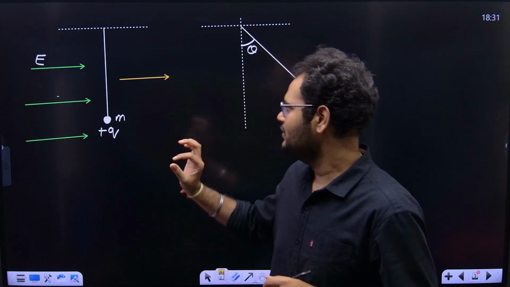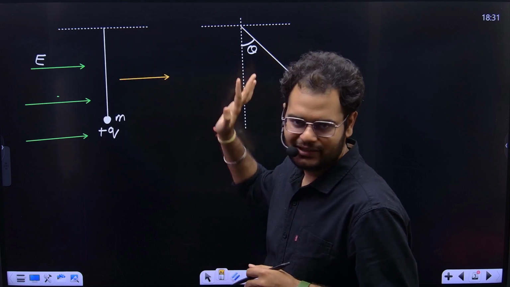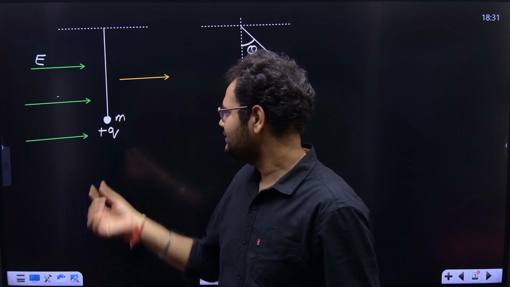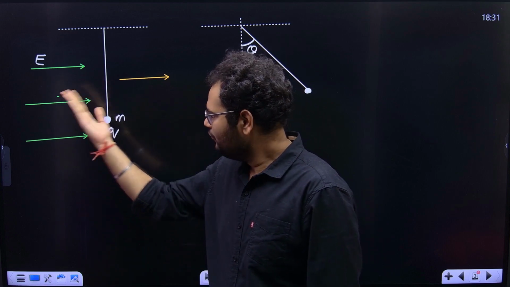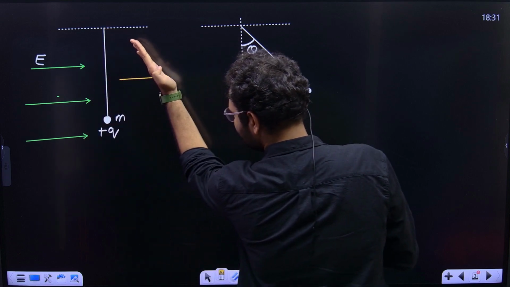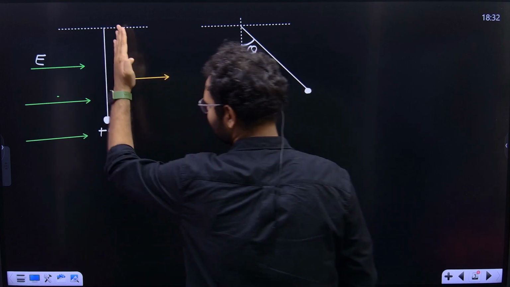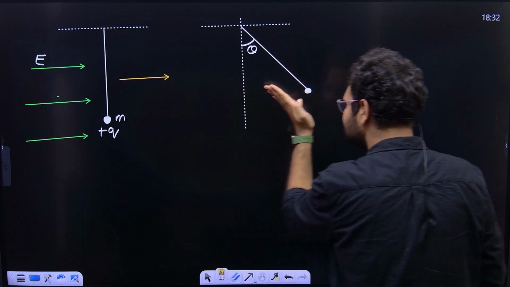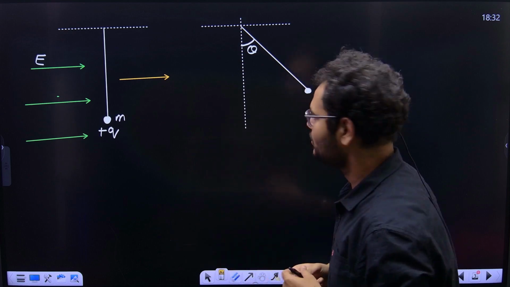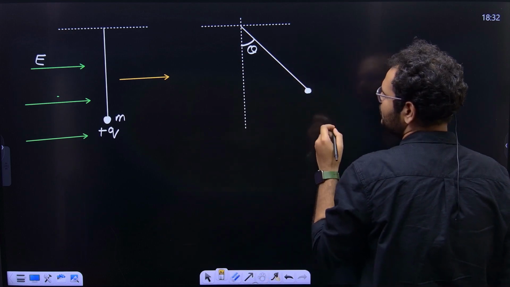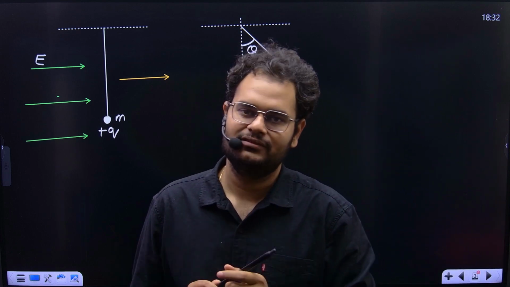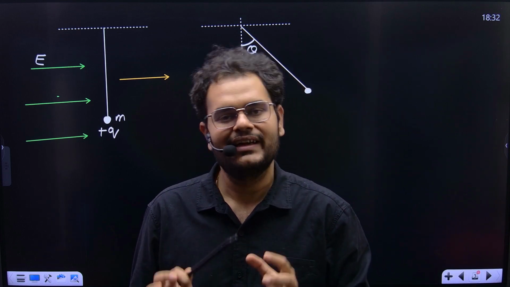So first, what we have is an insulating thread, and a charge plus Q having mass M is connected to it. If we apply an electric field, what will happen? Sir, after application of the electric field, the charge will deviate in the direction of the electric field. Yes, a positive charge in the direction of the electric field. So will this charge keep on deviating? No, it has to stop because there are other forces like tension and gravity to stop the charge. So what will happen? The charge will attain equilibrium, and we have to find the value of theta and the tension in equilibrium.